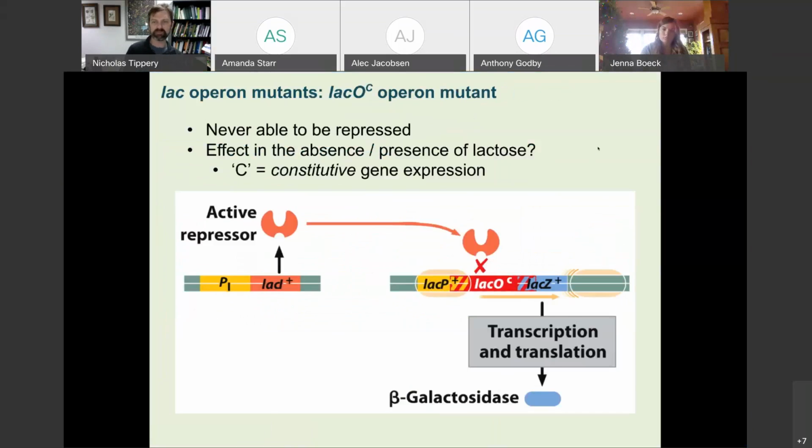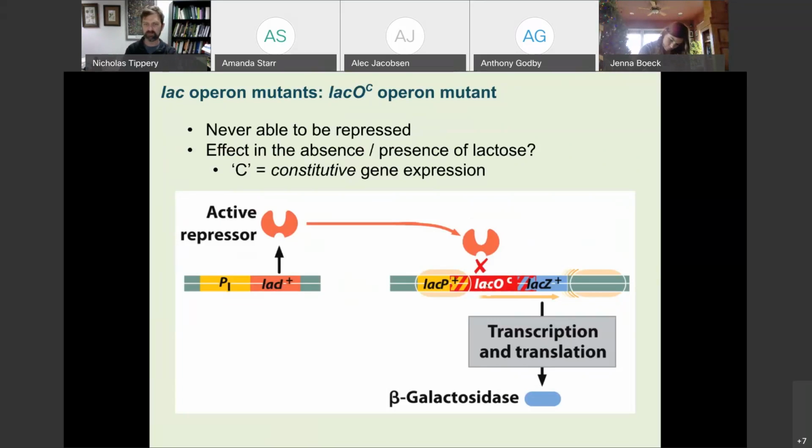Here's another one. This is a mutation in the operator, that region of the promoter. This mutation in the operator changes the DNA that normally gets recognized by the repressor and prevents the repressor from attaching. So here, in the absence of lactose, the repressor would normally attach to DNA. It's got that site at the top that normally attaches to the DNA. But because of this mutation in the Lac-O operator, it can't stop transcription.